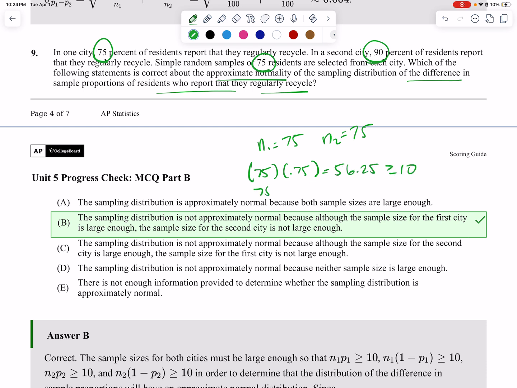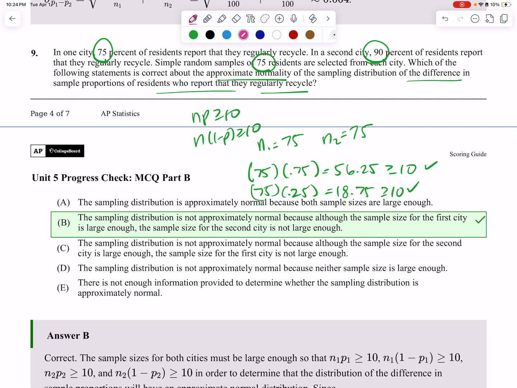And then you need 75 times 0.25. So we're checking to see if it's big enough, and we need NP greater than or equal to 10, and N1 minus P greater than or equal to 10, and we have to check all of them. 75 times 0.25 is going to be 18.75, and that's greater than or equal to 10, so that one checks.